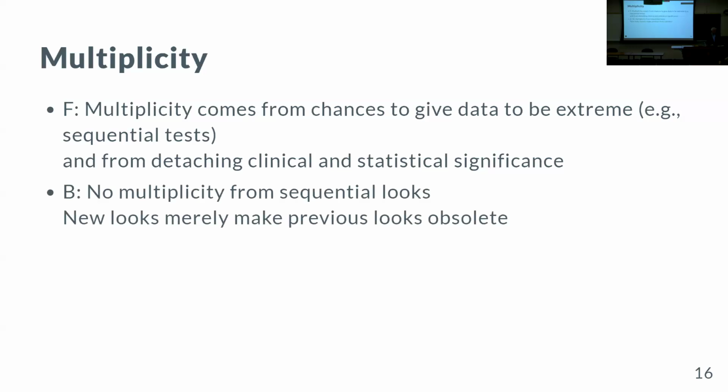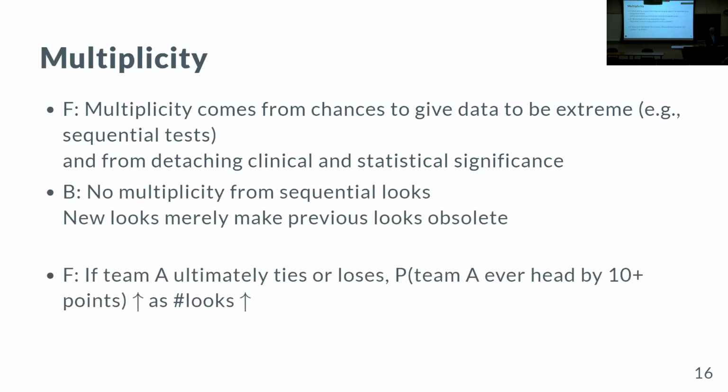You get no multiplicity from sequential looks. The new looks merely make previous looks become obsolete. So I have this football example that tries to bring out this issue using real data. The frequentist world would say, if we're going to be looking at a football game a lot of times during the course of the game and making decisions, is it safe to turn off the TV because the team that's ahead by 10 points, we think they're going to go ahead and win the game? When is it safe to turn off the TV?